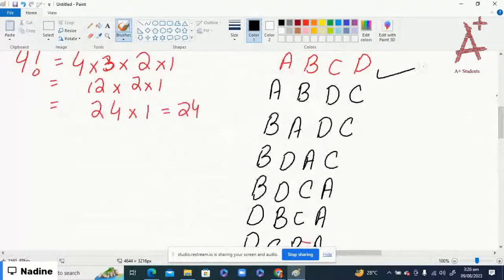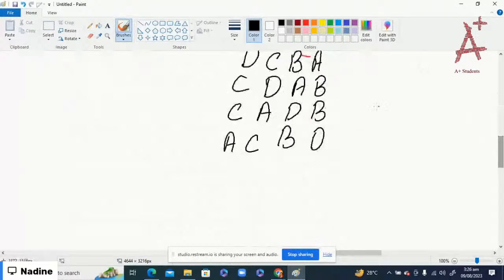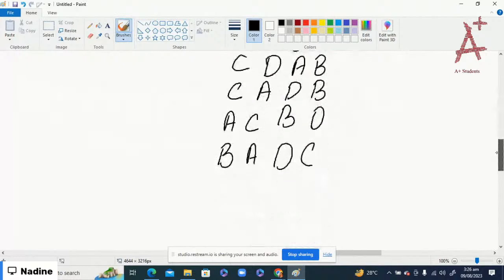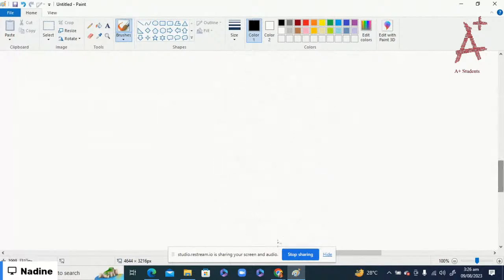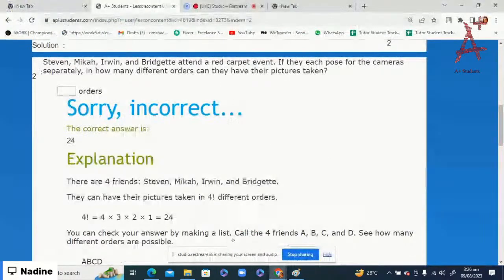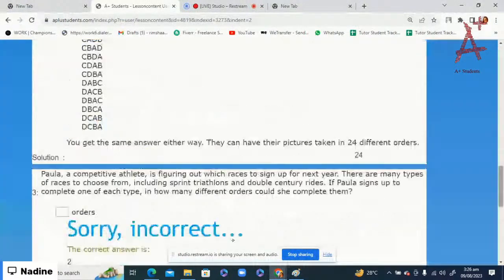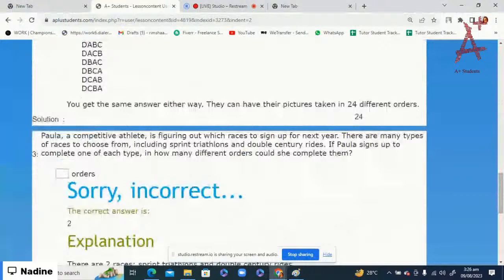Look, so we're going to change the position of the first with the third, second with the fourth. It becomes B, A, then D, and then C. In this way, you just change the positions, one with two, two with three, three with four. Then in this way, you write 24 basically, like this. Okay? Hope you guys understand. Let's do the next.